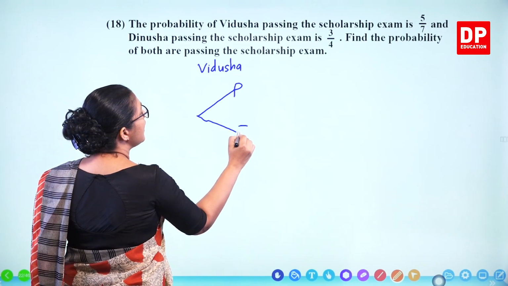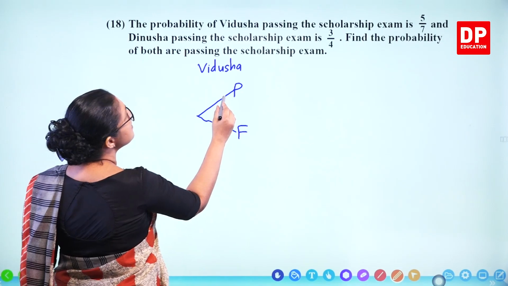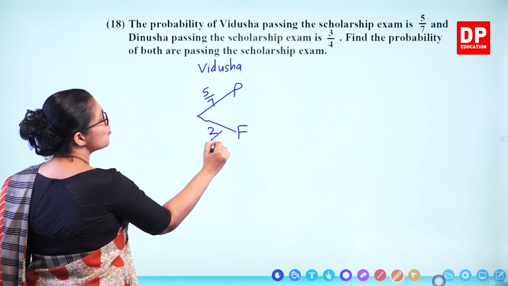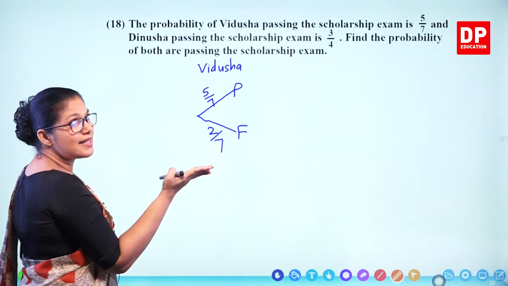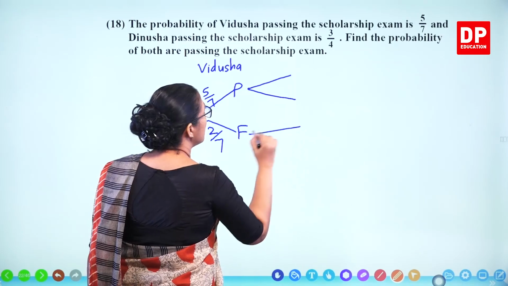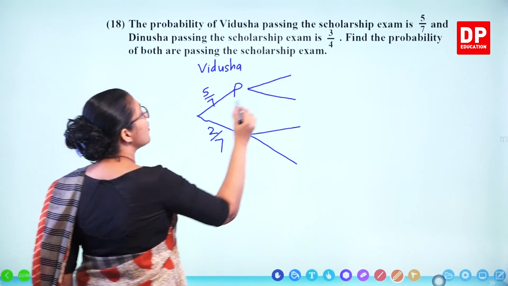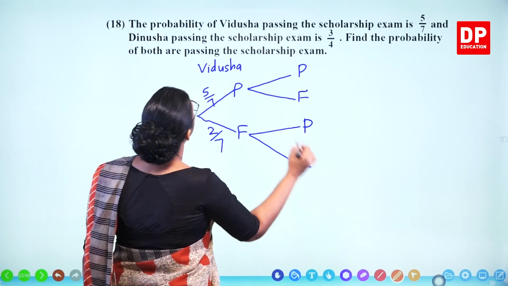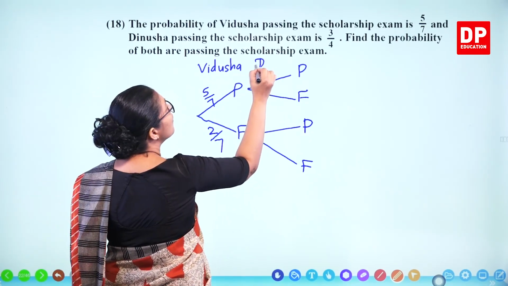passing or failing. Passing is 5/7. So what's failing? That's 2/7. You don't need this for this part, but I'm explaining if it's a long question, how you can do that. P and F for Dinusha now.